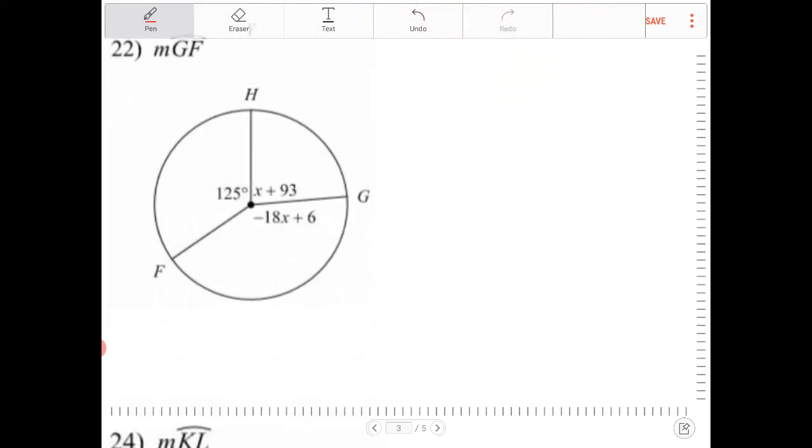Alright, GF. All three of those angles together are explementary, so they all add up to 360. I want to add up all the x's, and I get negative 17x. Now add up all the numbers: 93 plus 6 is 99, 100 plus 125 is 225, but I'm going to subtract 1, so it's 224. So it's plus 224 is equal to 360.